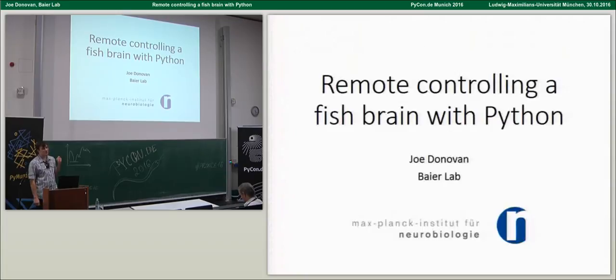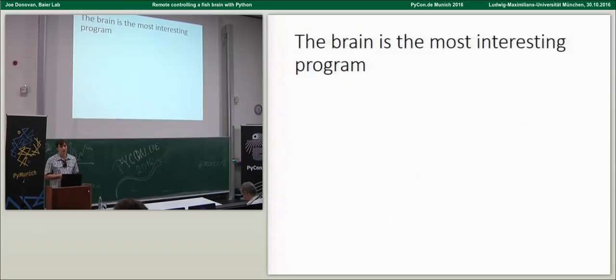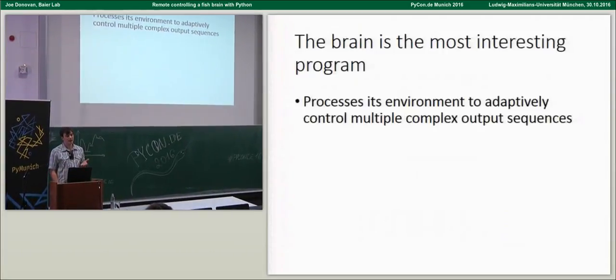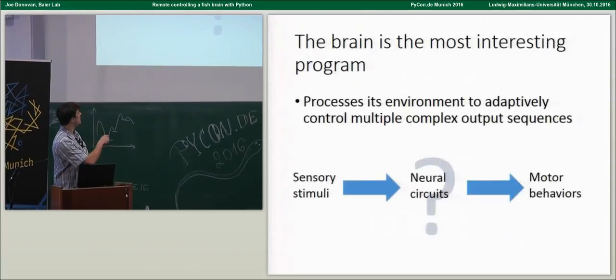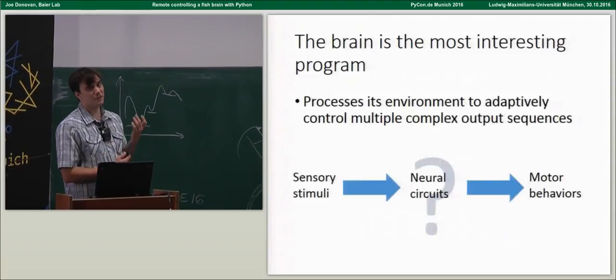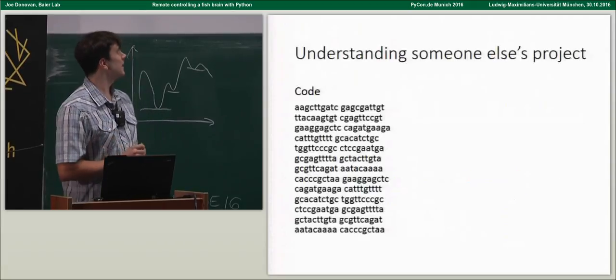My name's Joe and I'm from the Biolab at the Max Planck Institute for Neurobiology, which is just outside of Munich. I would argue that you could consider the brain as one of the most interesting computer programs possible. Except it's not a computer, but it processes its environment to adaptively control multiple complex output sequences. You have a setup where there's some inputs, there's some processing, and then there's some outputs. That actually looks a lot like a pretty simple script. Unfortunately, it's not so simple.